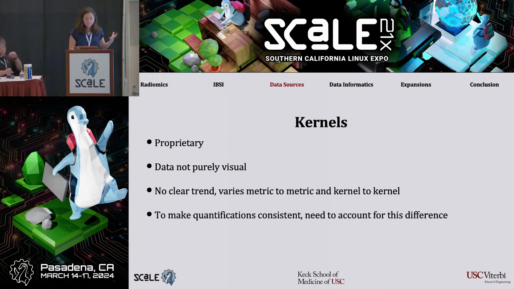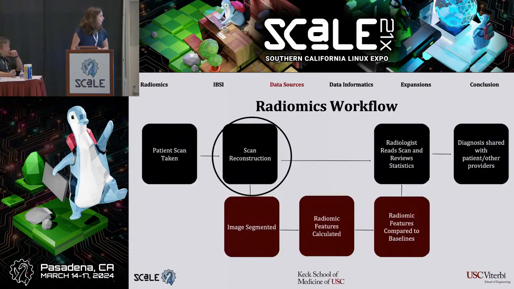And to make these quantifications consistent, we need to account for this difference, either through clearly communicating which kernels and which scanners we use, or by creating a harmonization algorithm later to account for these differences. So there's still a lot of work to be done in the scan reconstruction, because this can affect our final tools and how we inform our radiologists.